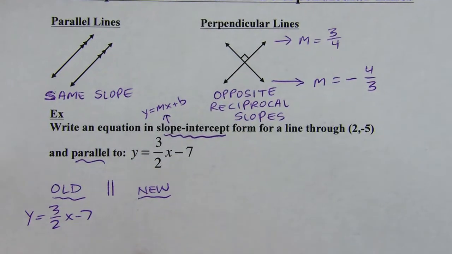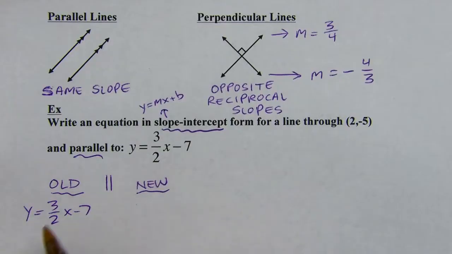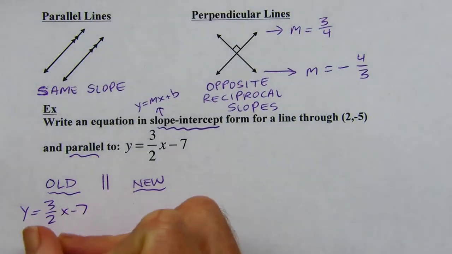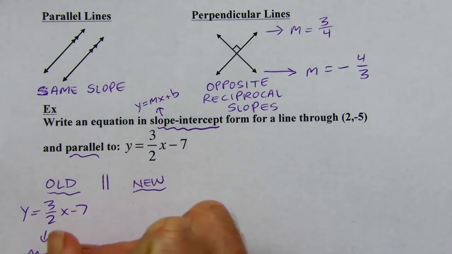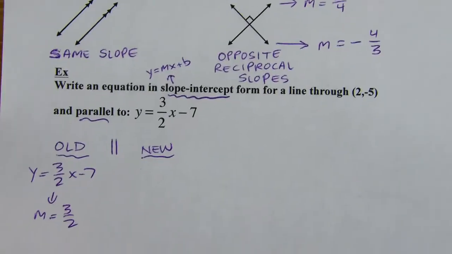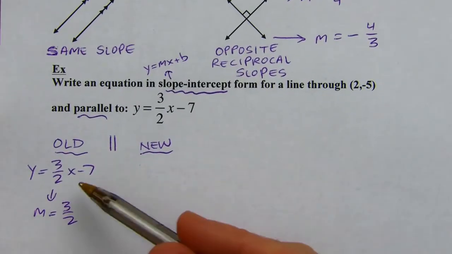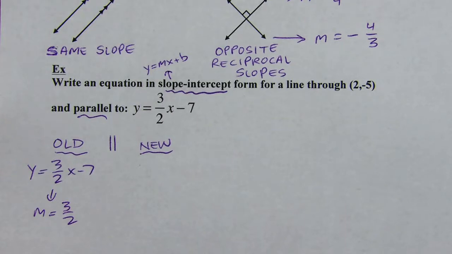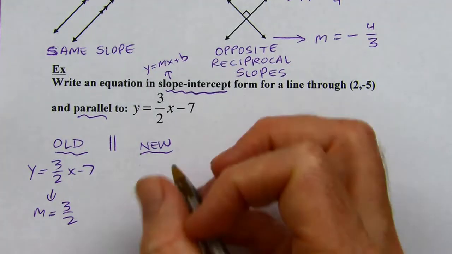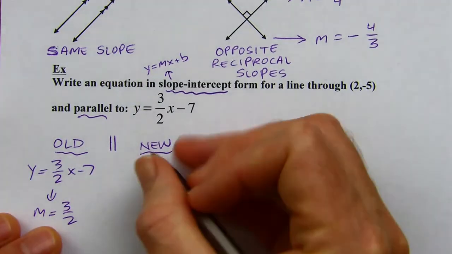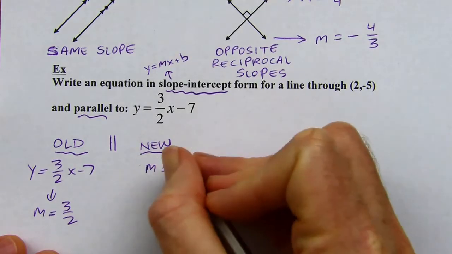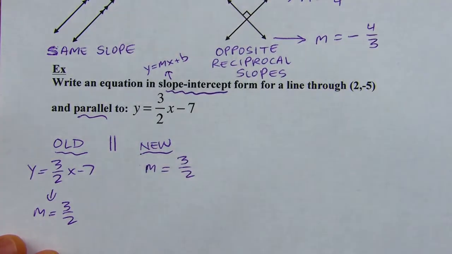Okay, so what I want to do is use the slope of the old line, and here I can just see that the slope is 3/2. Sometimes you might have to do more work to find that slope, but here it's just evident if you know where to look because it's in slope-intercept form. Okay, so that means, hey, parallel lines have the same slope, so now I know that my new line is also going to have a slope of 3/2.